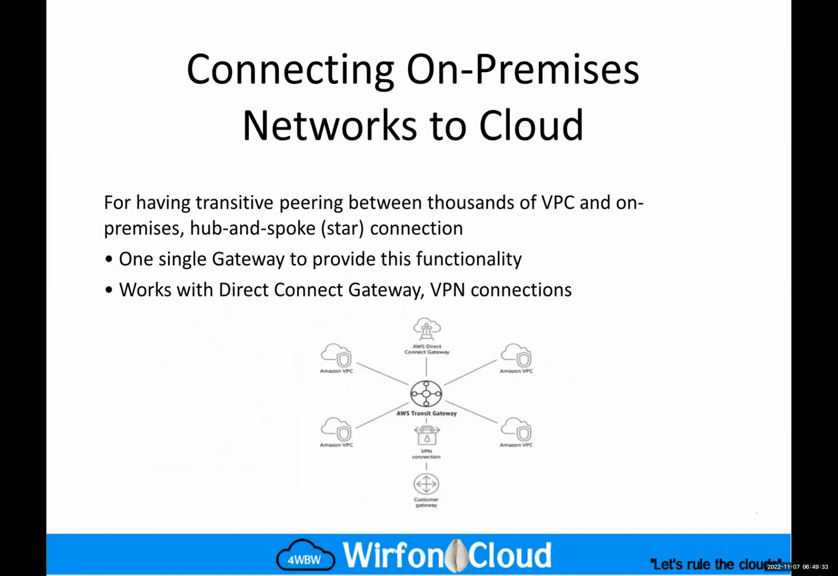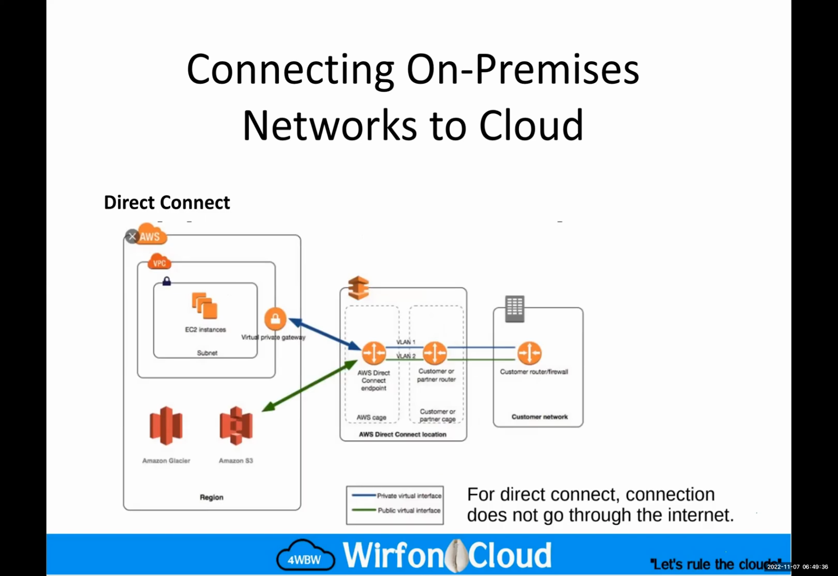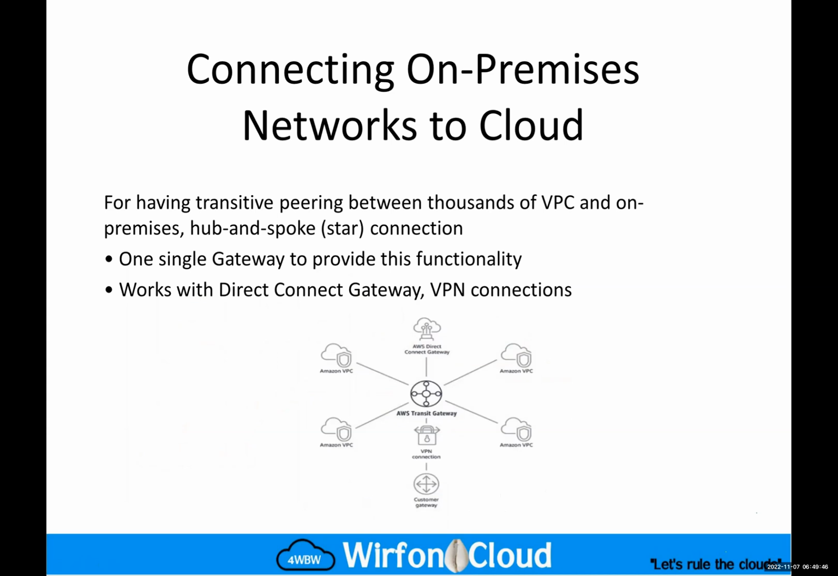So again, we've seen several different options, and we've seen these two connections that we've been mostly talking about, connecting one data center to one VPC. But what happens if we want to connect one data center to several VPCs? Do we have to establish Direct Connect with all the VPCs? No, you just create a single transit gateway, and it will provide this functionality.